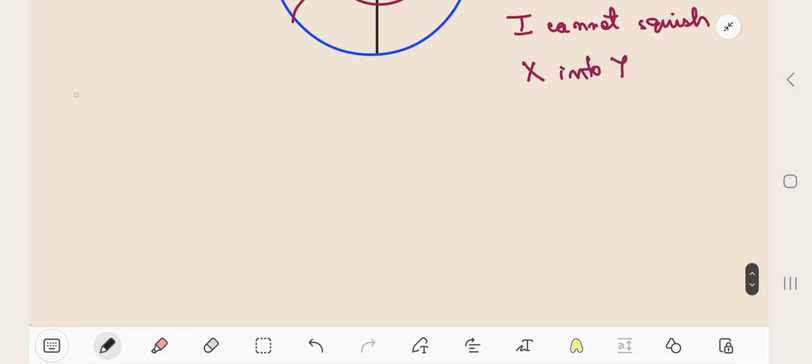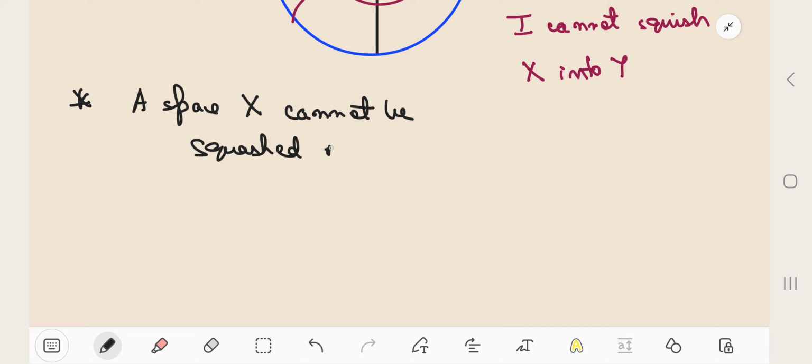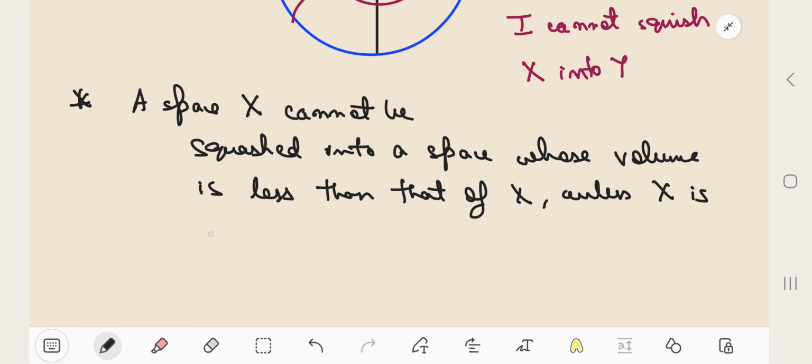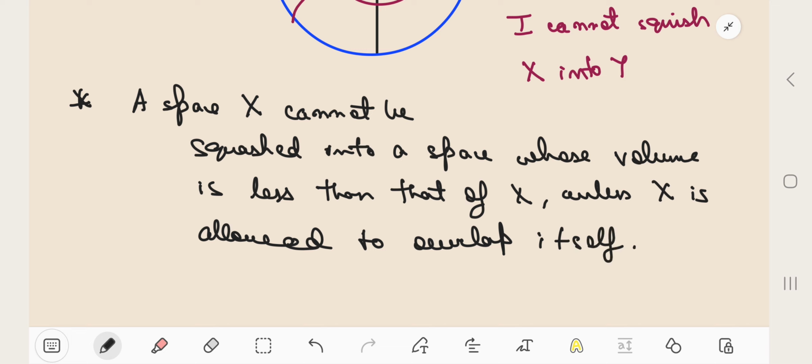So the remark, or the general idea, which Minkowski's theorem actually deals with is that a space X cannot be squashed into a space whose volume is less than that of X, unless X is allowed to overlap itself.